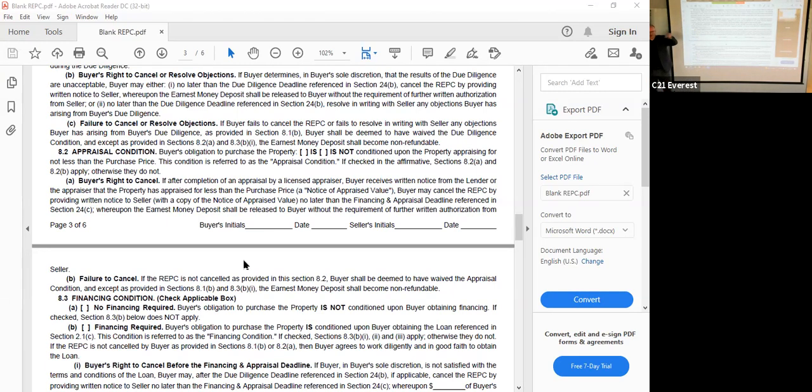So if I'm checking box number 2, canceling after due diligence but before finance and appraisal, how do we know if you're canceling based on the appraisal versus financing? Just by checking that box? There's one thing that you have to do.